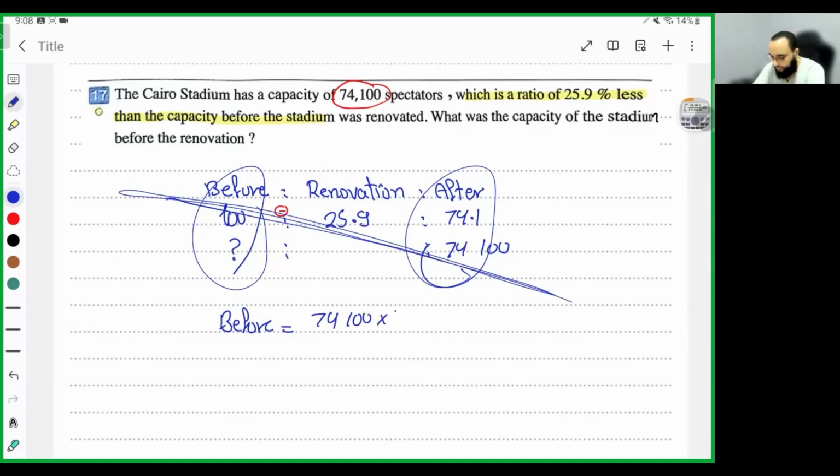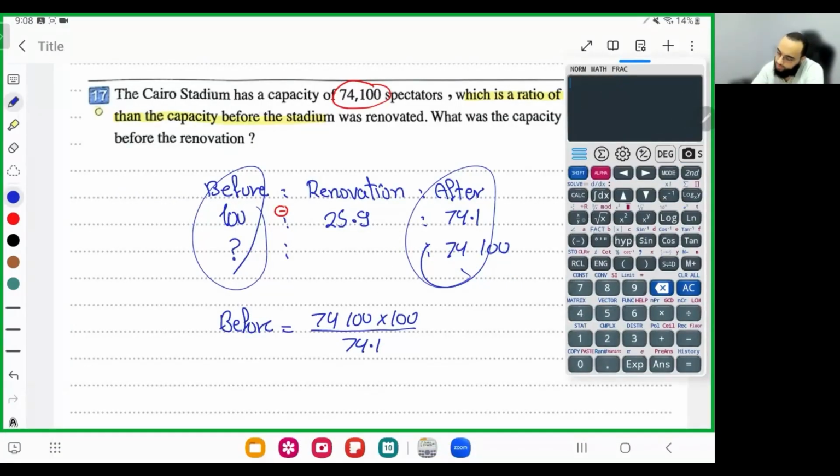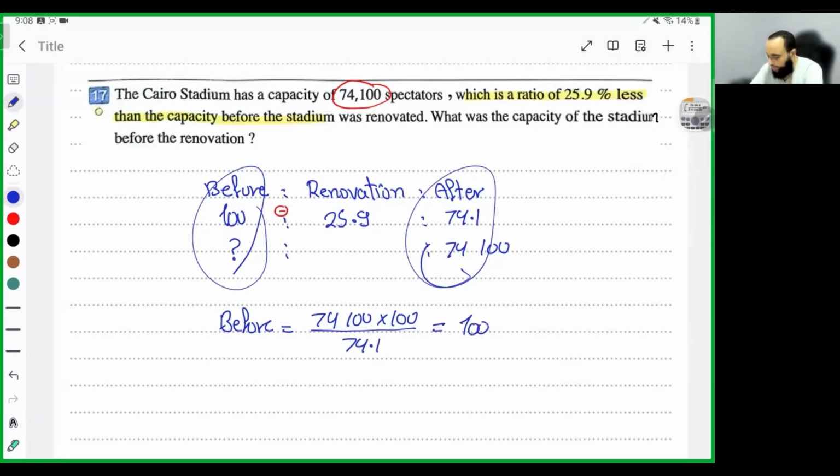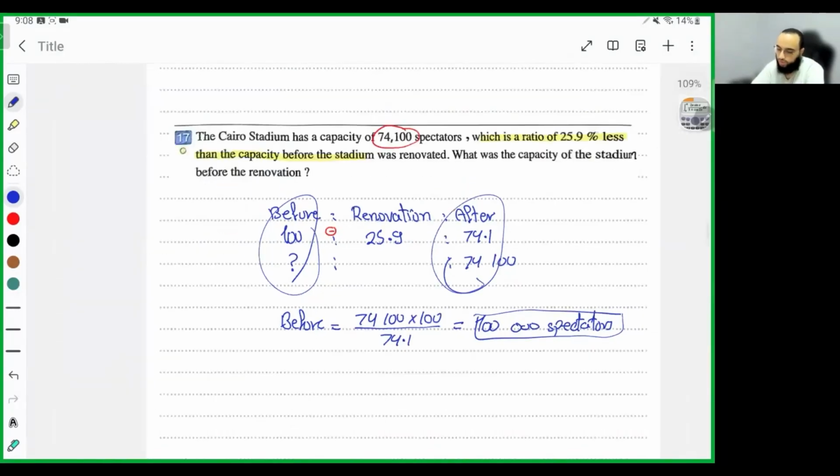100 times 74,100 over 74.1. Yes. 74,100 times 100 over 74.1 is going to be 100,000. Then the stadium's capacity, sorry, spectators, was 100,000 spectators. After renovation, it decreased to only 74,100.